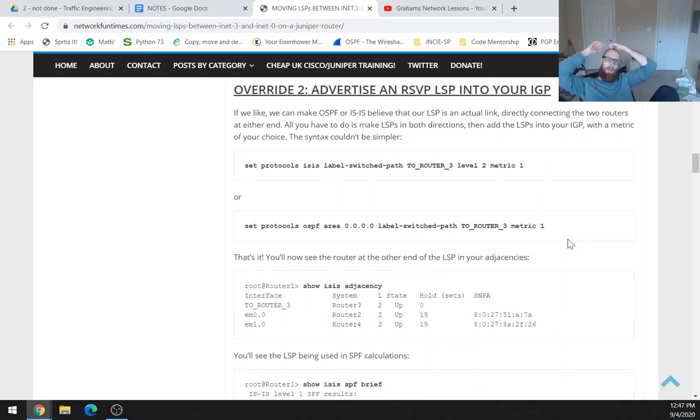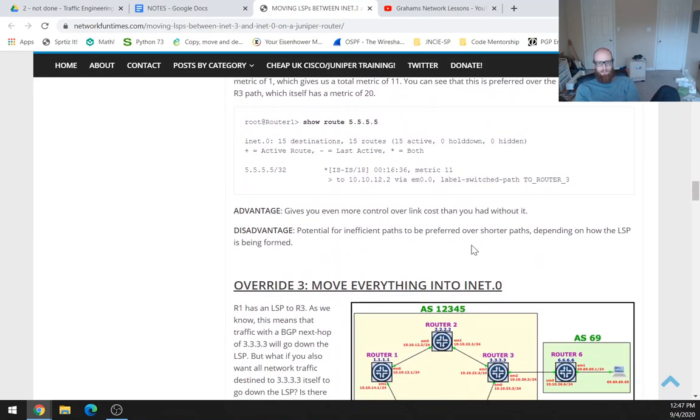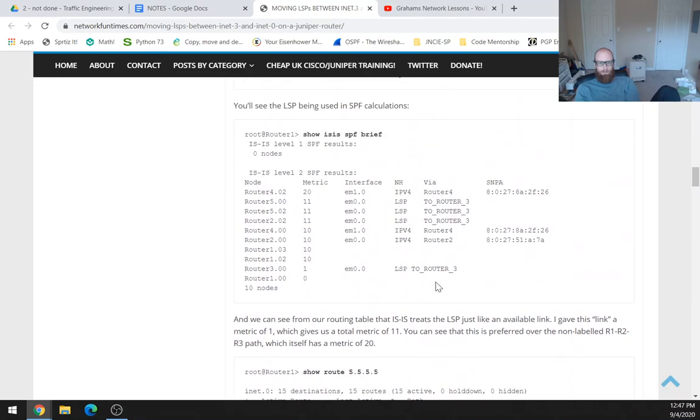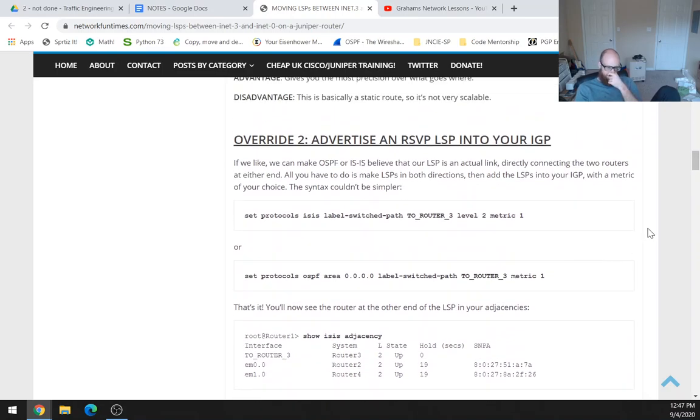Override 2, advertise an RSVP LSP into your IGP. Okay, so this actually might be what I was looking at. Let's see. Nope, I don't see the keyword. But let's just keep reading this. I think I'm going to be able to finish reading it by the time the lunch hour is over.